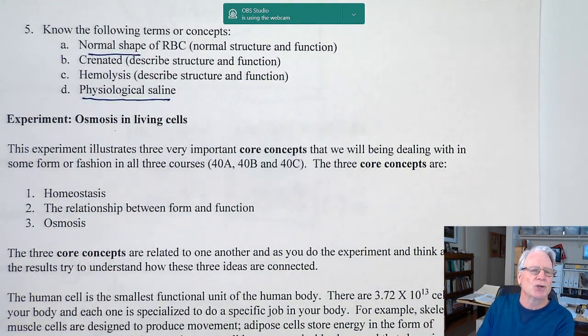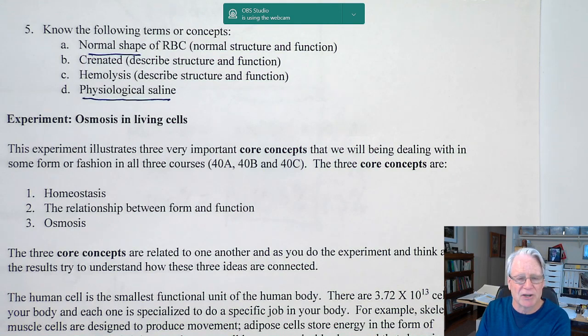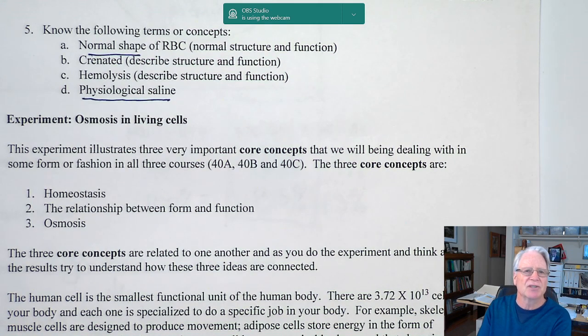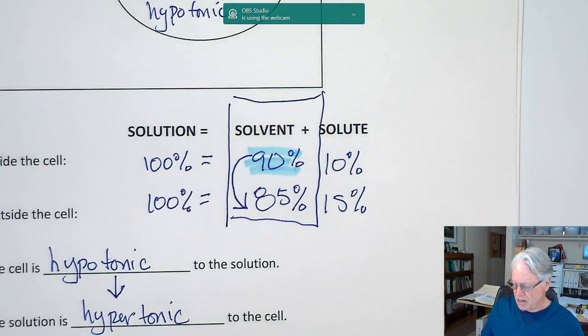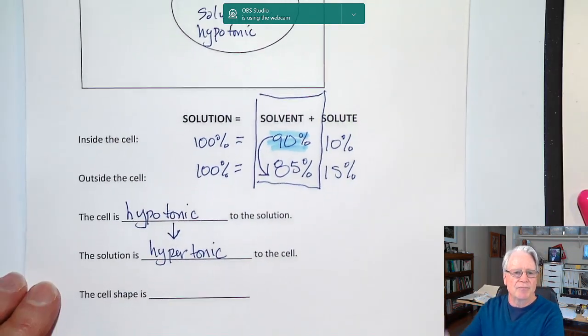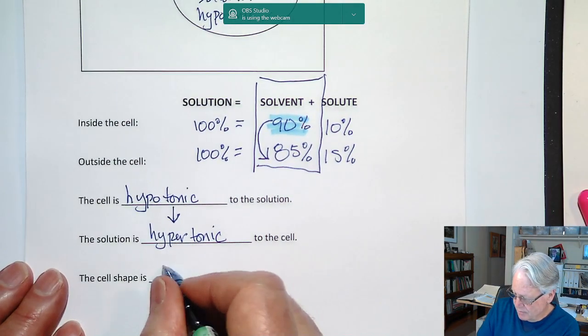What happens to the shape? It's changed. What happens to the function? It's changed. What happens to homeostasis? Not going to happen. The cell cannot contribute to homeostasis because its shape has changed, its function has changed, it can no longer function properly, and can no longer contribute to homeostasis. So what we can say is the shape is crenated.